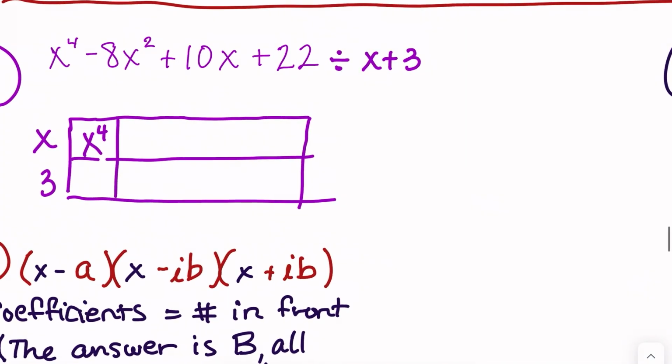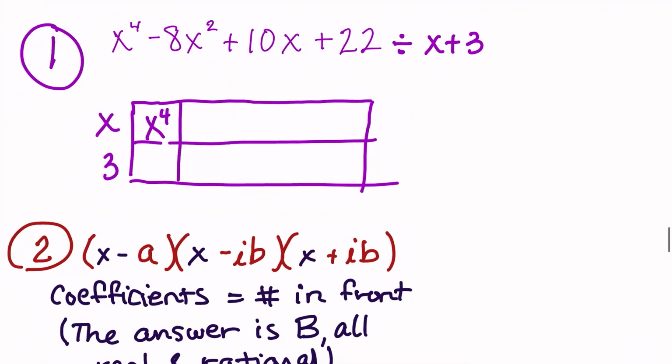So what you'll do is set it up like this. You will put the x plus 3 right here, and then you're just going to put this first term, this x to the fourth, in this box. And then the next thing you do is divide. So the steps are going to be divide, multiply, and then figure out what completes the number. And then you do it again: divide, multiply, complete the term, until you're out.